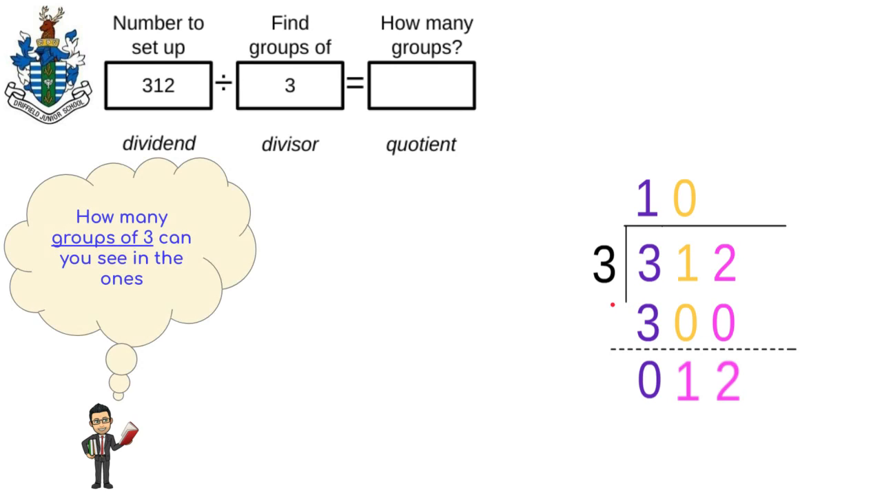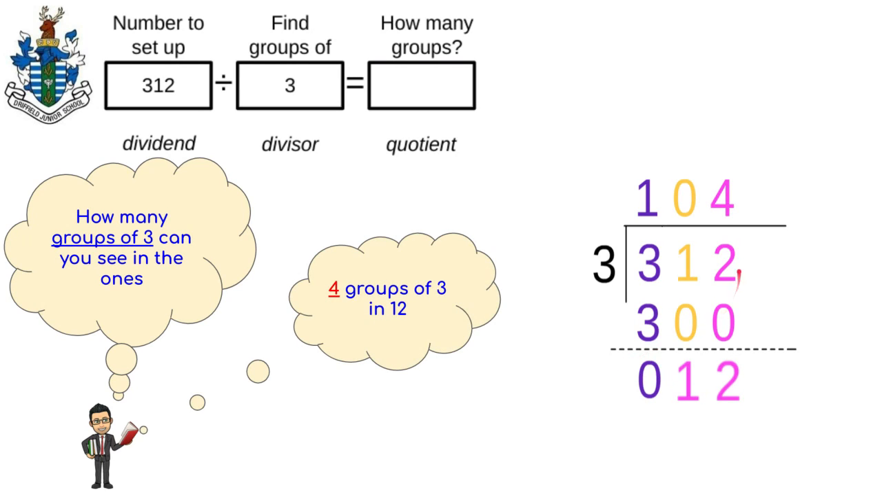We're now saying how many groups of 3 can we see in the ones? Well, we have 12 ones now. So how many groups of 3 are there? There are 4 groups of 3 in 12. So we put our 4 at the top, and we've got our result. We've got our quotient of 104.